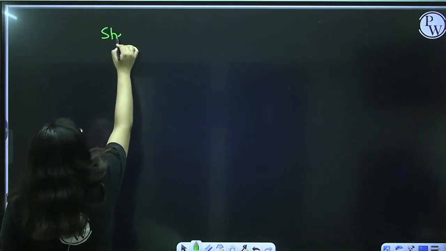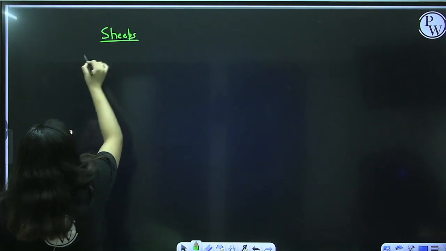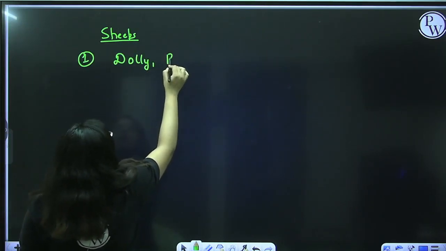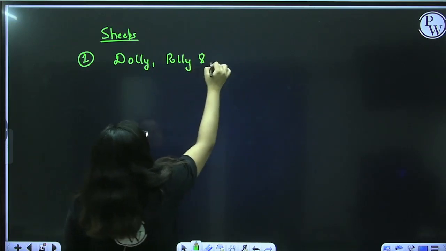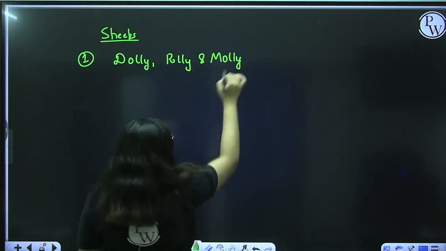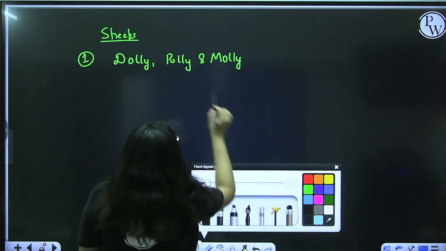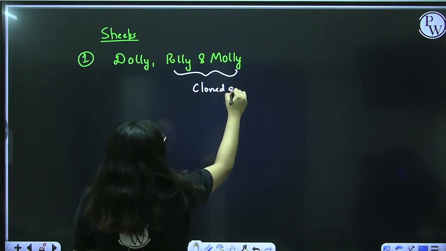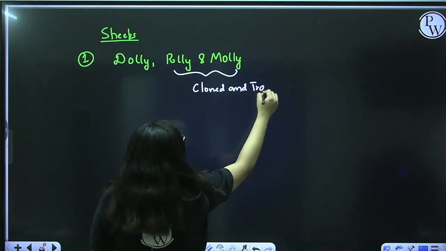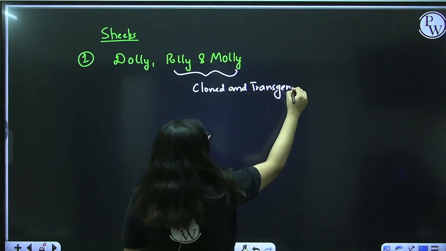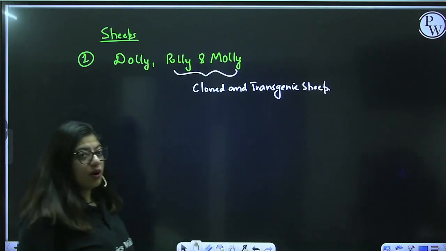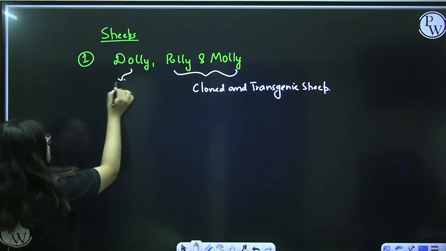First of all, we'll talk about sheep. In sheep, the first examples that we have are Dolly, Polly and Molly. Polly, Molly, Dolly all were ewes, right? Polly and Molly were cloned and transgenic sheep at the same time. So these were the first transgenic sheep that were formed, whereas Dolly was the first clone that was formed.